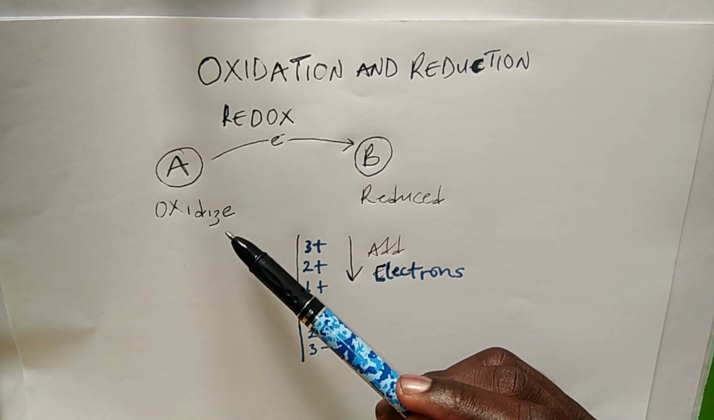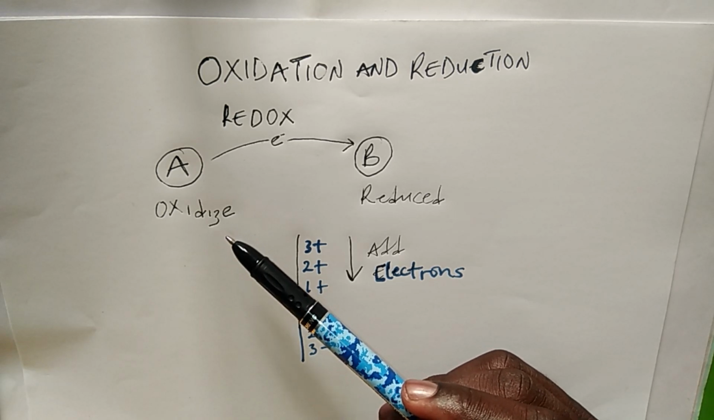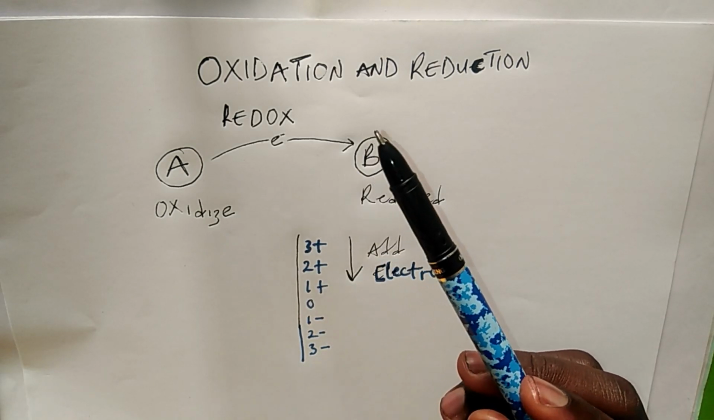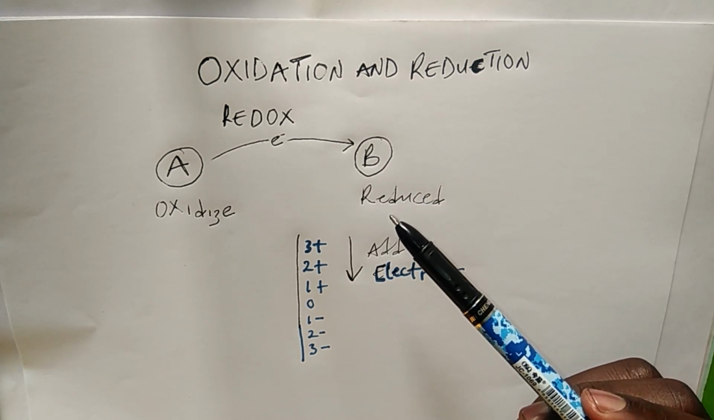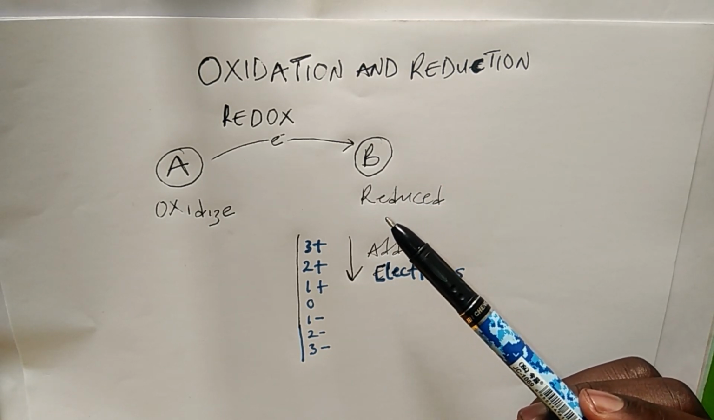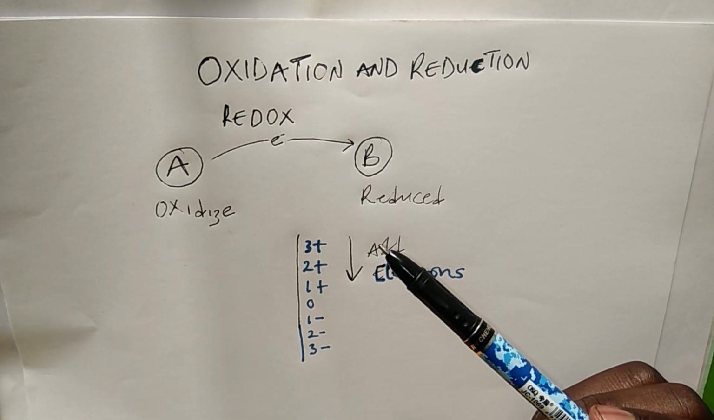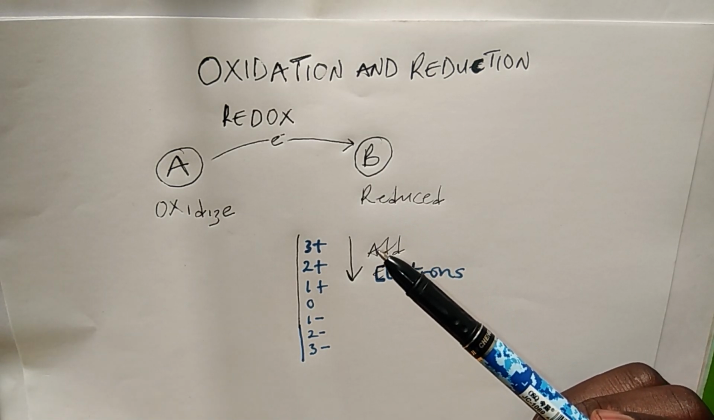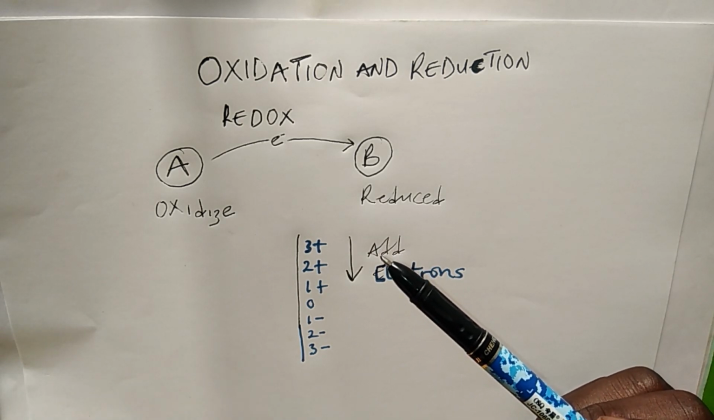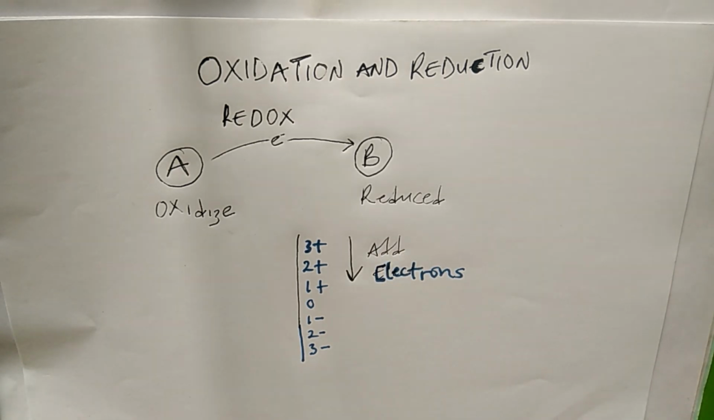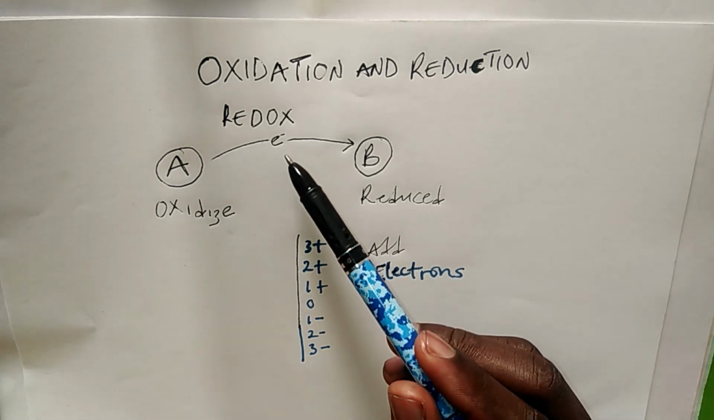Why is it oxidized? It's oxidized because it loses an electron. Atom B gains an electron, so it becomes reduced. Why is it reduced? It gains an electron. So, whenever an atom gains an electron, it becomes reduced. Whenever an atom loses an electron, it becomes oxidized. And therefore, this combined reaction is known as a redox reaction.